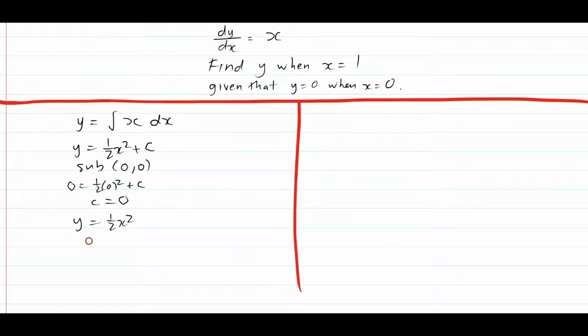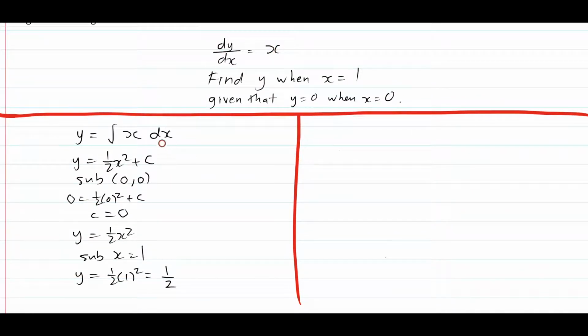Okay, now the next part is you sub in the value that they want. So x equals 1, because you want to find the y value when x equals 1, right? So you sub that in, y equals half times 1 squared. So therefore, final answer, y equals half. So that's the traditional way. The amount of steps here is 1, 2, 3, 4, 5, 6, 7, 8. Roughly 8 steps if it's this easy. This is the easiest example you can get. That's why this looks quite easy.